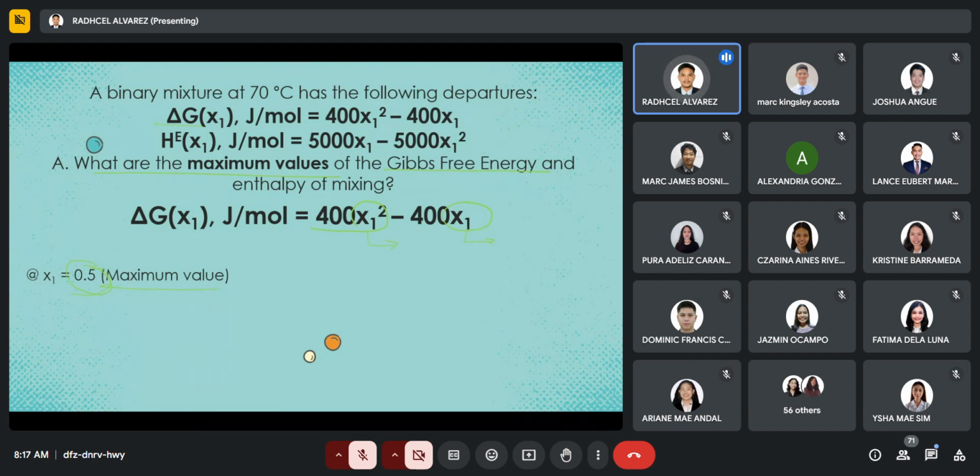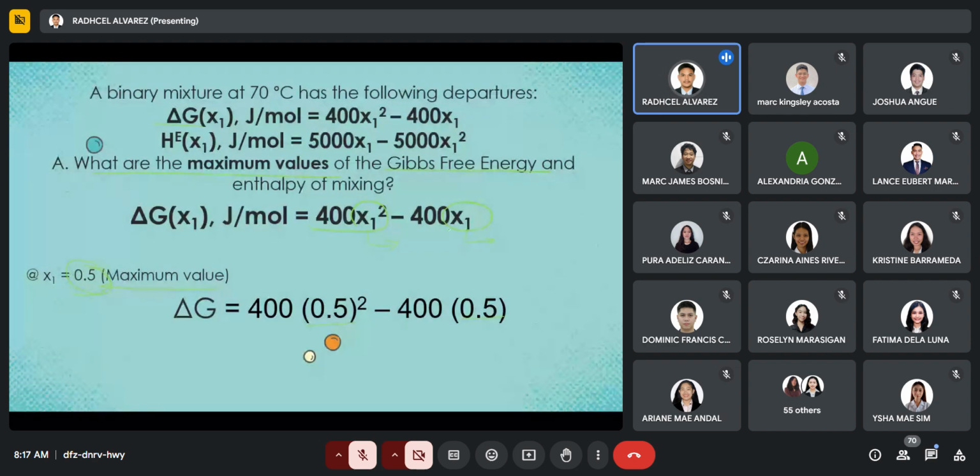So, basic lang naman ito. You're just going to substitute 0.5 in every value of your x sub 1. So, meron tayo ditong 400 times the quantity 0.5 squared minus 400 times 0.5. So, what is our final answer for delta G? Ano kaya yung maximum value niya? Sige nga, paki-compute and paki-comment ng inyong answers.